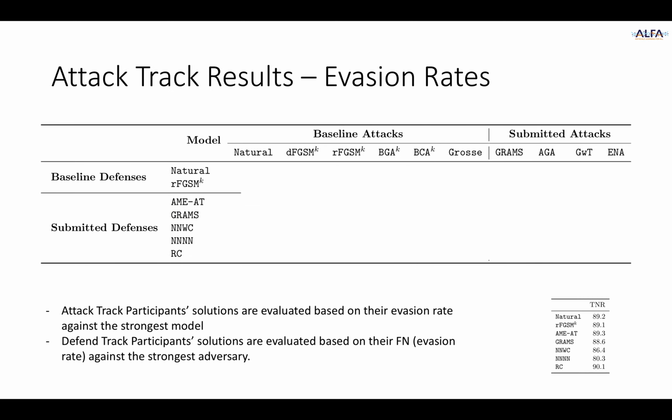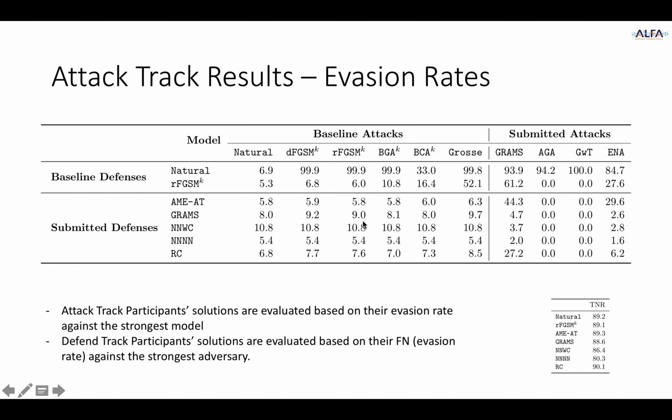Let's go to the attack track based on their evasion rates. Again, here we are evaluating these submitted attacks based on the models that we have. Here, what it means is that for the attack submitted by the Grams on the natural model, 93% of the files get misclassified. And for us to identify which attack is the best, we look at their worst evasion rate. In this case, for example, Grams, the worst evasion rate is 2 against the NNN model.